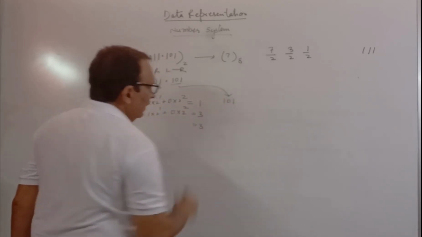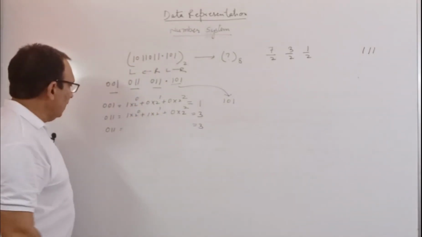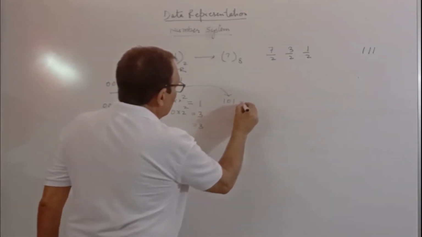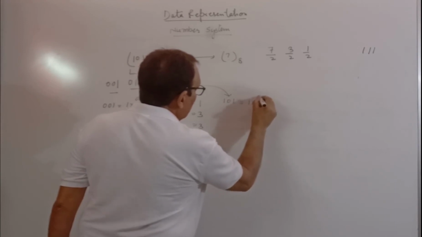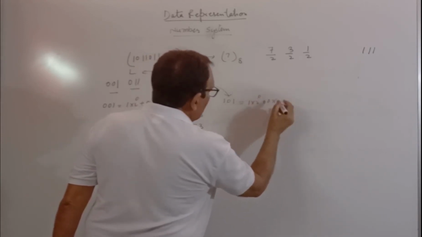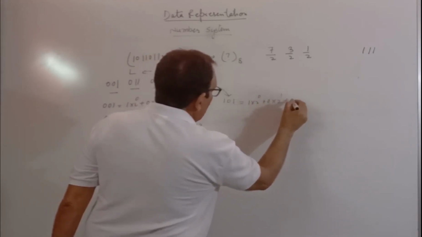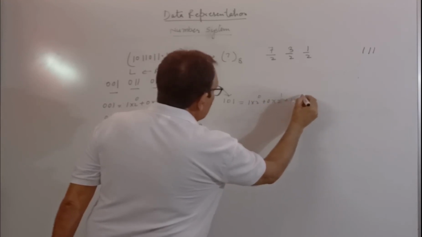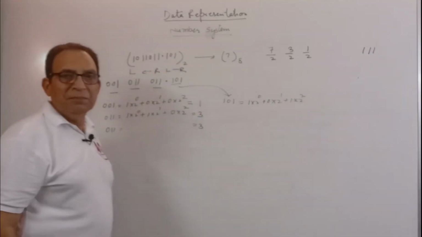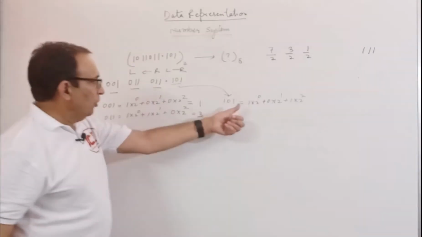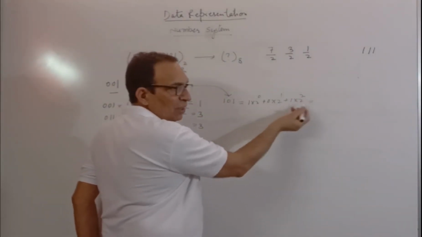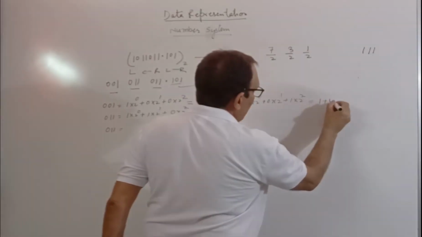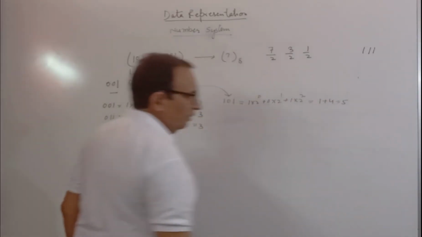1 0 1. Let us convert this also. This is coming 1 into 2 raised to power 0, 0 into 2 raised to power 1, and 1 into 2 raised to power 2. So this is 1, this is 0, this is 4. 1 plus 4 is equal to 5.